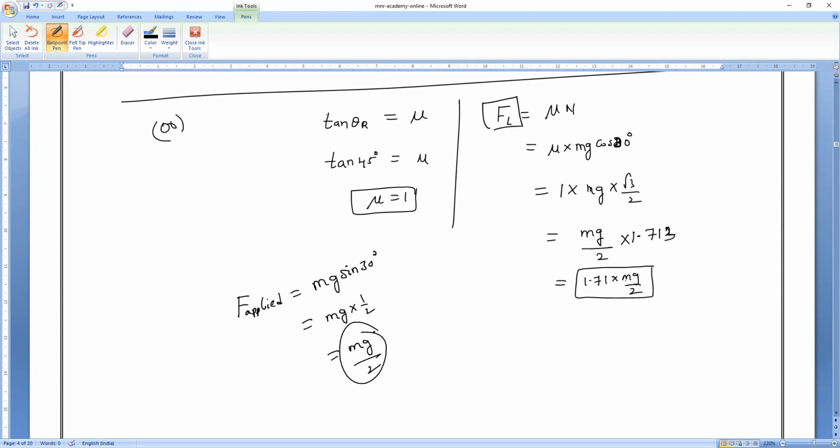Now you tell me, this is mg by 2, and this is less than mg by 2 into 1.71. So which is greater? This is applied force and this is F limiting. So F applied is lesser than F limiting, less than maximum static friction. That maximum static friction we call limiting friction. So in the sense, Fs is equal to F applied. Clear everybody?